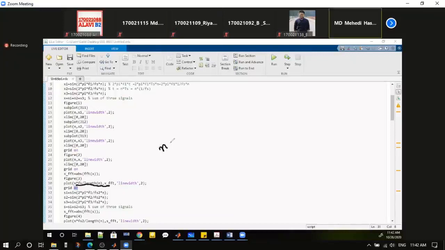You are talking about 109, is it? Yes. So actually, this is n. N means the number of samples, and then this is fs, and this divided by the length n will limit it from 1k to 18k. Is it okay to all of you?